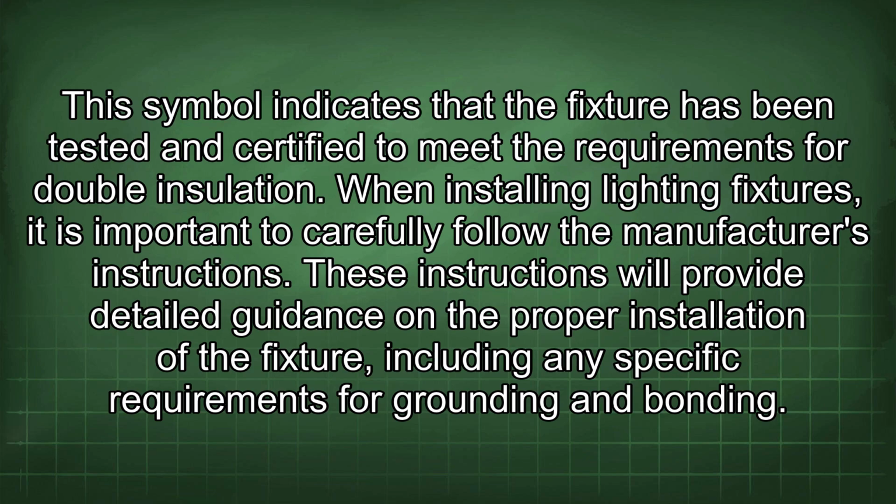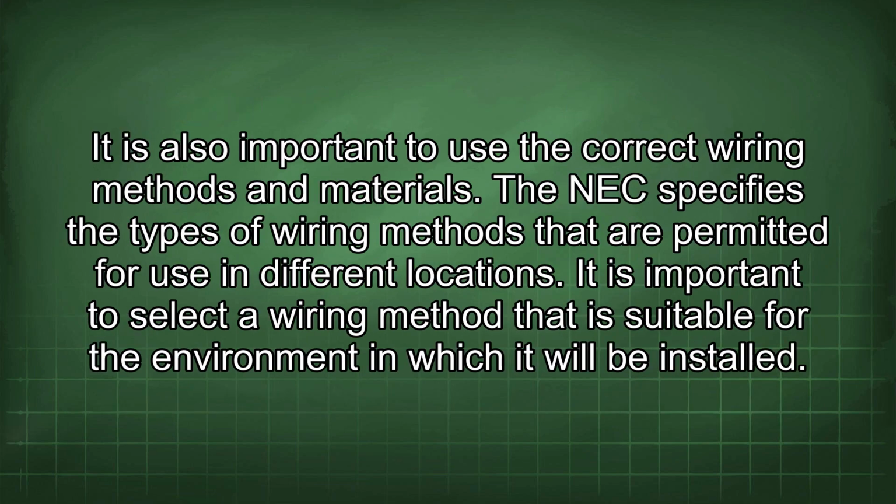When installing lighting fixtures, it is important to carefully follow the manufacturer's instructions. These instructions will provide detailed guidance on the proper installation of the fixture, including any specific requirements for grounding and bonding. It is also important to use the correct wiring methods and materials.